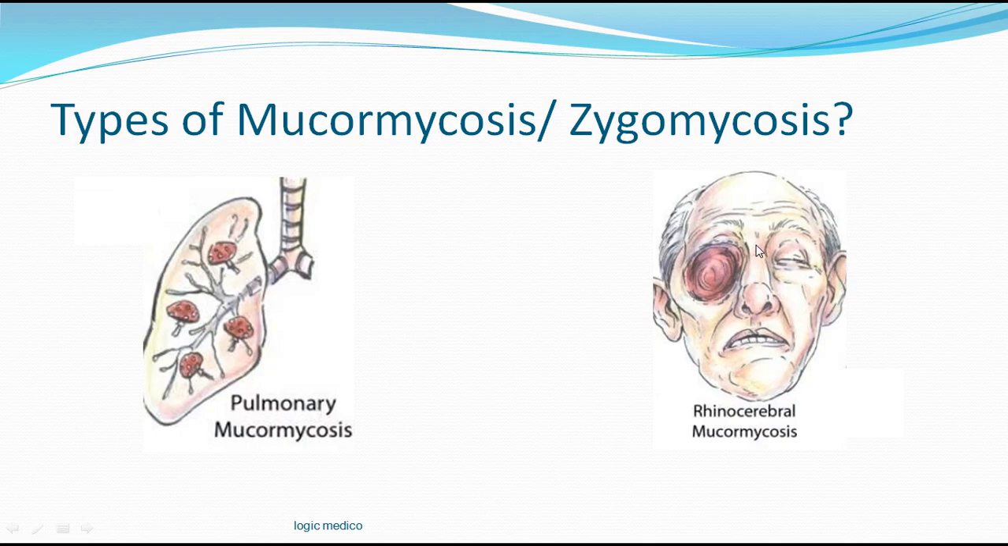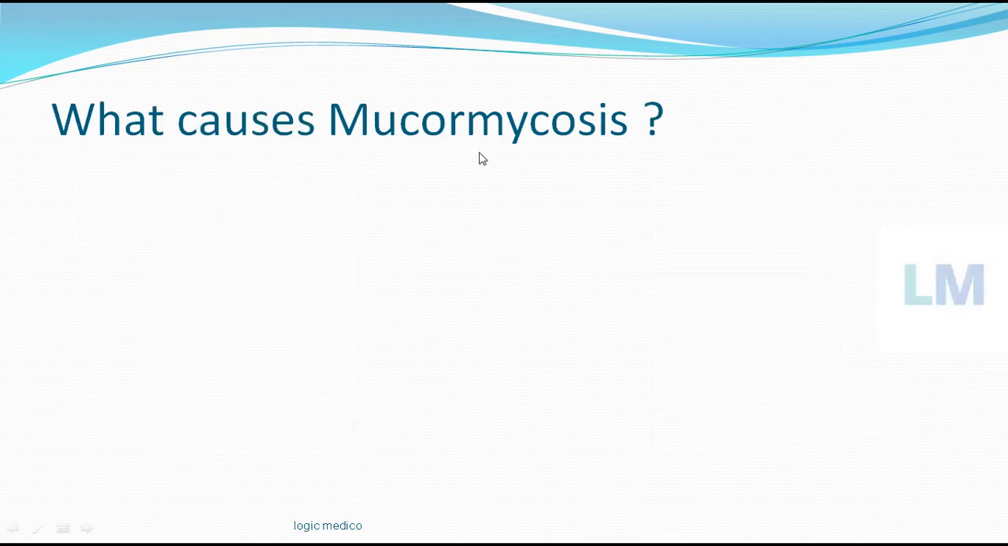A black colored structure will be formed, that is the mold or fungus, mucormycosis. There is also another type, the skin type, which is rarely found. When the infection is on the skin, that is cutaneous mucormycosis. Okay, let's come to the next topic.